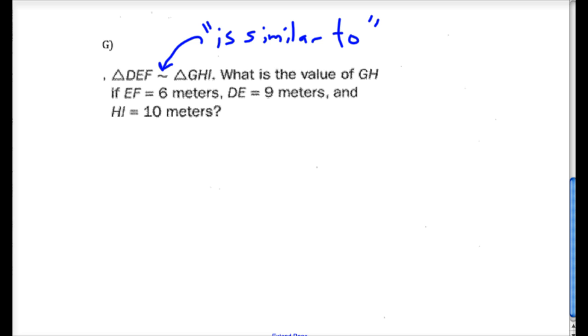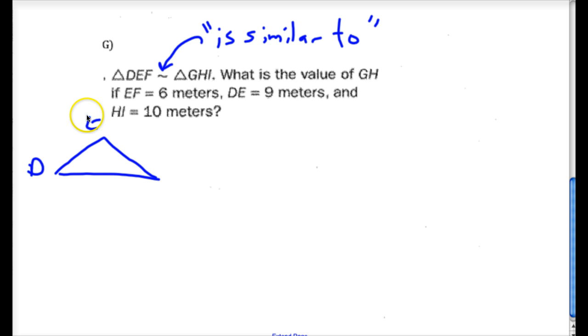What should you do there? Draw a picture. I have no idea what's going on there, guys, until I draw a picture. But be careful. Watch how I'm gonna do this. Your triangle doesn't have to be perfect, but the order of your letters matters.